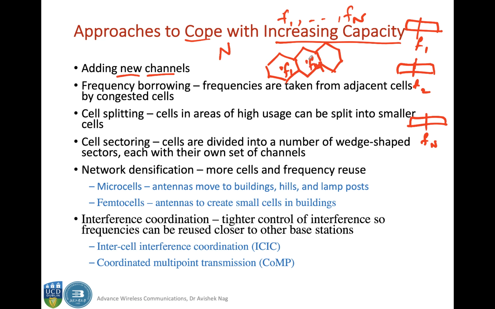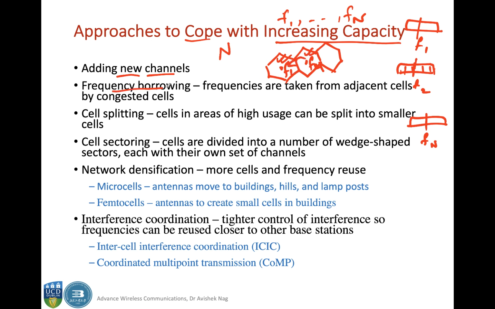Because this is its immediate neighbor, and this has to use a separate band of frequencies to avoid interference. Now let's say this cell is not using all the frequencies that are in this band f2, because it doesn't need to. This has fewer users, let's say, but this cell is very congested, a lot of users are there in this cell, so it can borrow some frequencies from this cell.